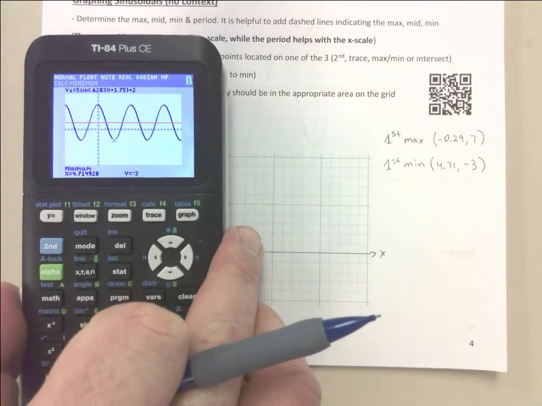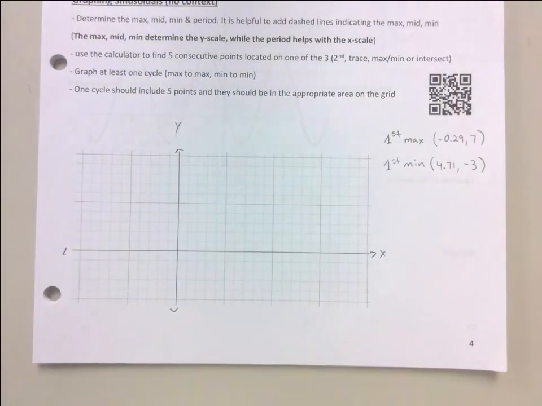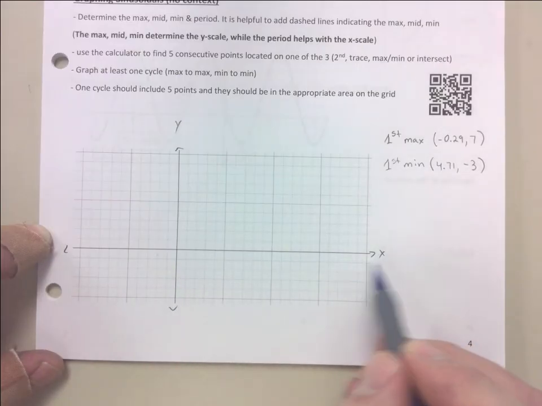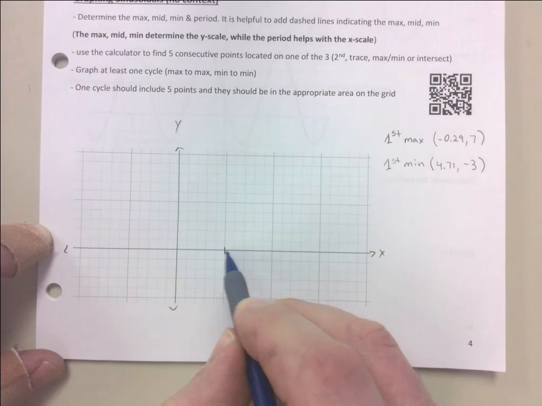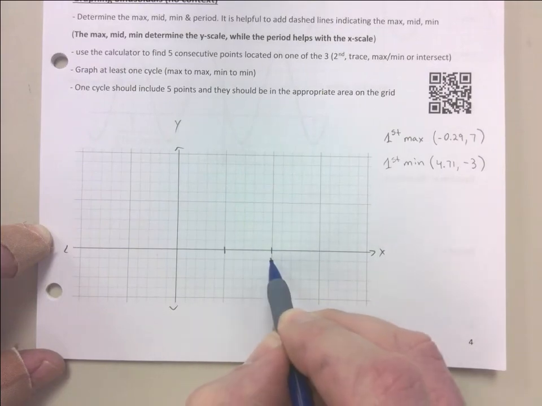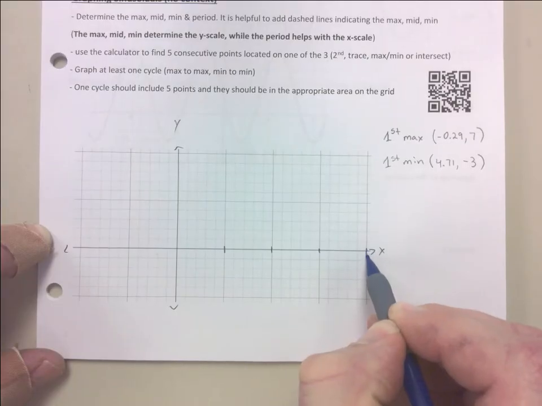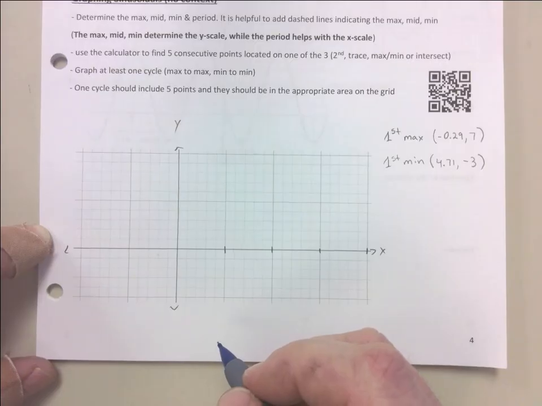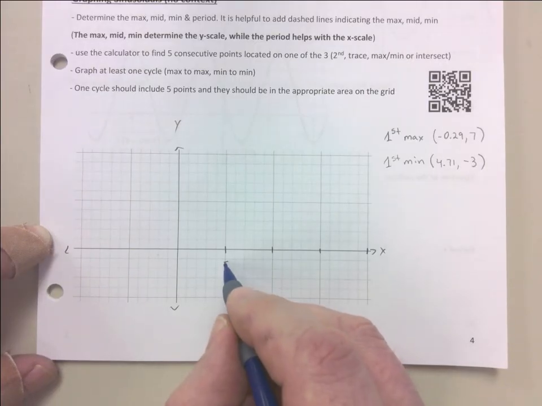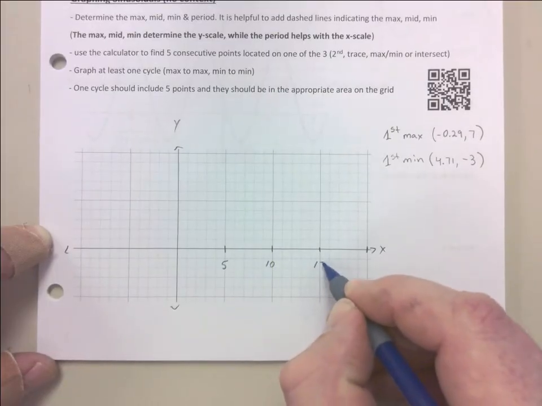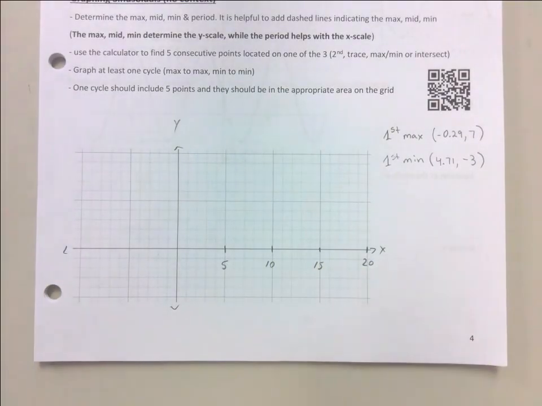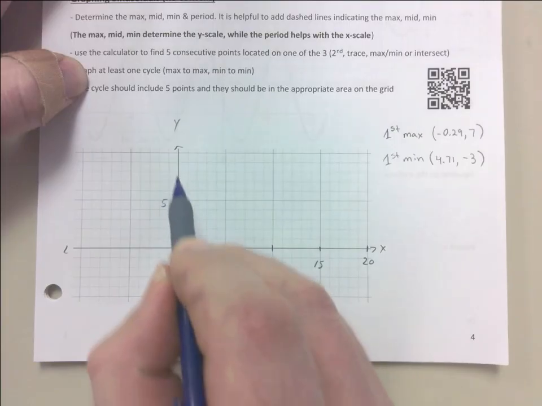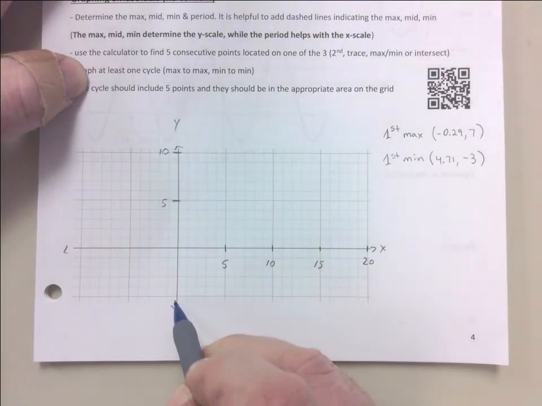Okay, so we're going to go plot them. For this to work, does this work? 5, 10, 15, 20. I think that's going to work. Yes, it's going to work. So 5, 10, 15, 20. So every box is worth 1 for me. And I'm going to do the exact same thing along the y-axis.